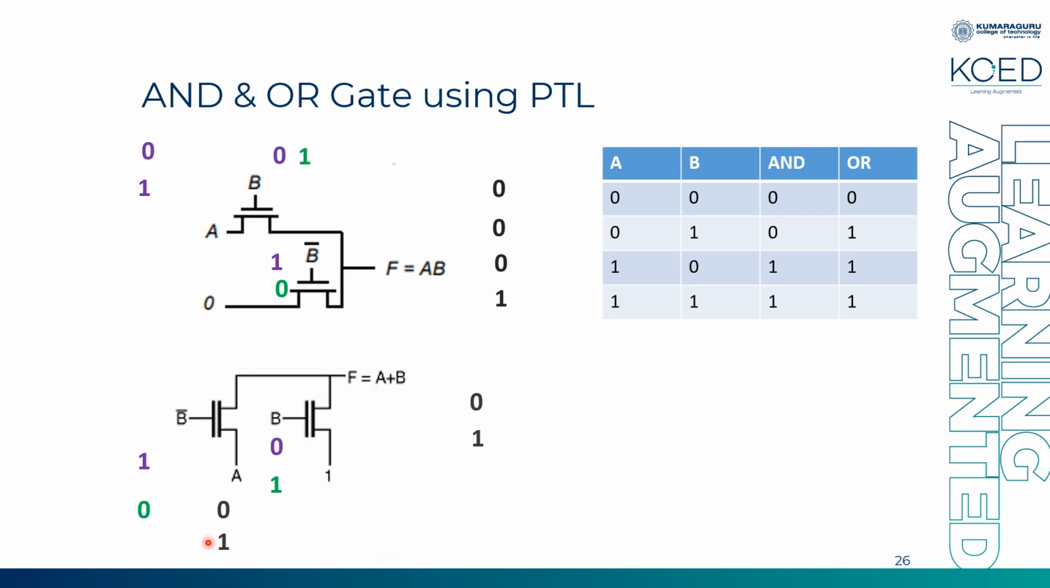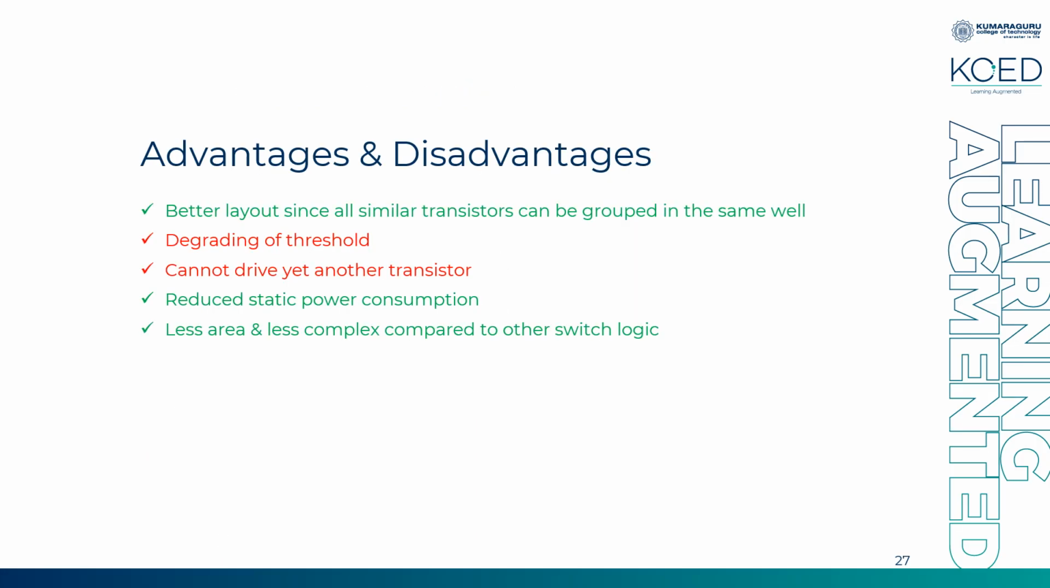Now next, A is 1, B is 0. B is 0, so B bar is 1. So this transistor will turn on, and the 1 will pass across this to F. I obtain a 1 again. Now next, the 1 1 value. My A is 1 and consider B as 1. Here my B transistor will turn on, and again here I have a 1. So it will pass across this line to F. So again I get a 1 value. So this is how you design OR and AND logic.